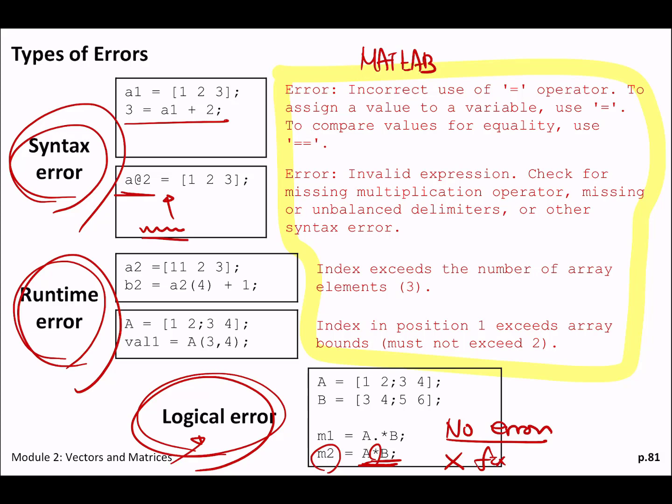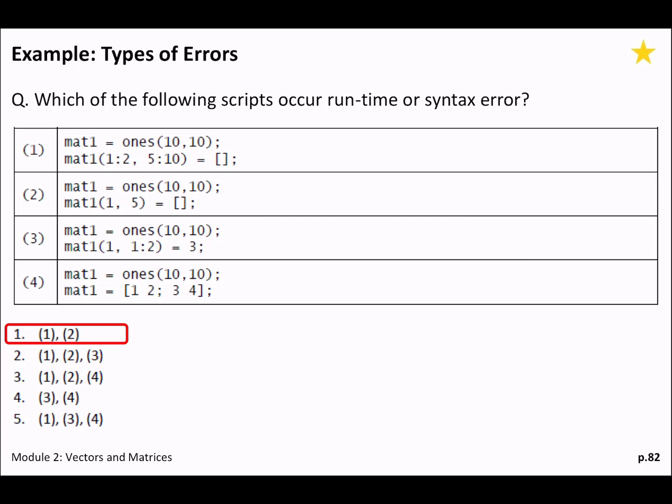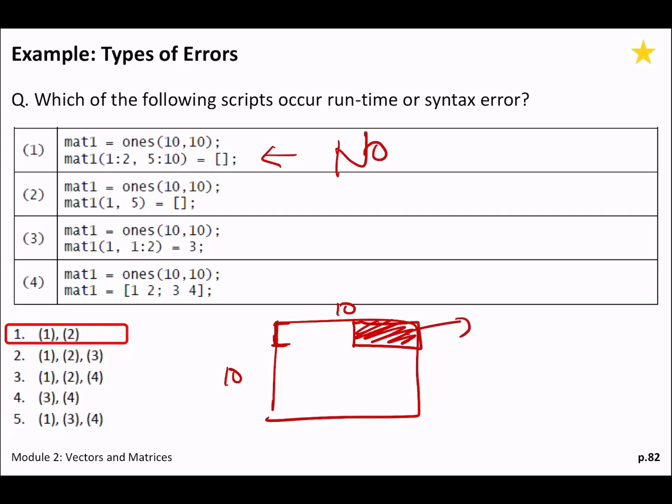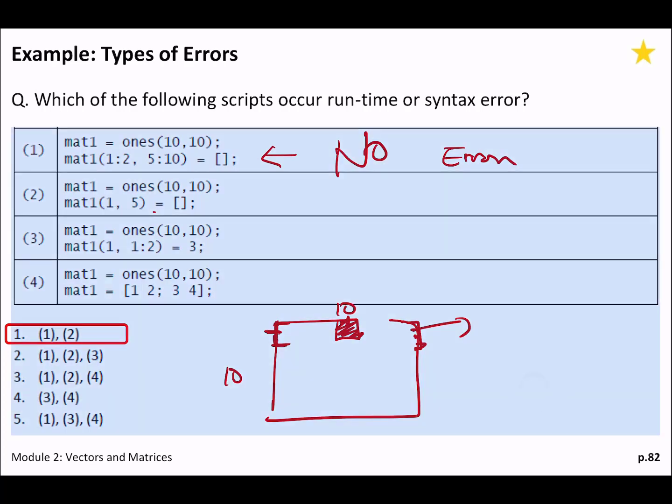Before closing this lecture, we're going to solve two examples. The first one is: which script produces a runtime or syntax error? What about this one? 10 by 10, accessing the first and second rows, and the fifth and 10th columns. Can we take this out? No, right? We cannot delete a sub-matrix, right? This is an error. What about this one? This one is also the same, right? First row and then fifth column. No, there's a single value. Can we take out the single value? No, right?